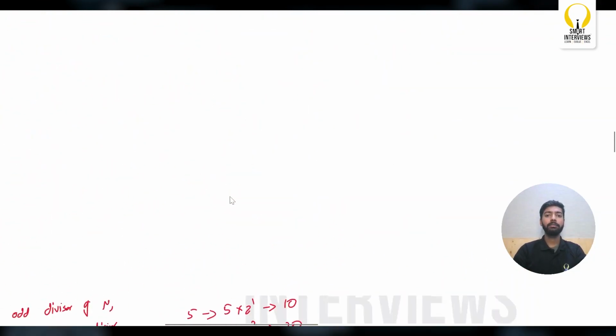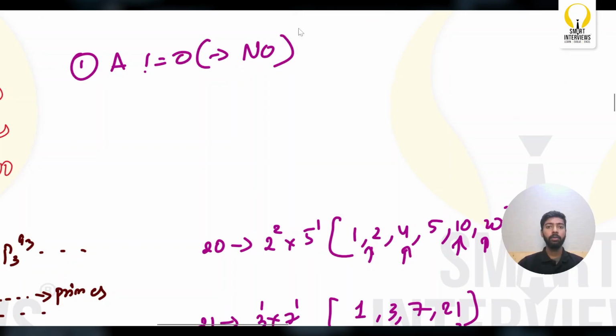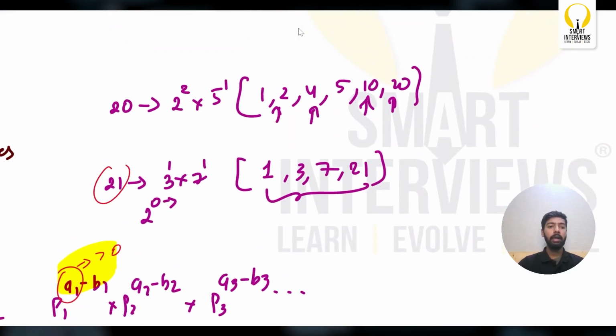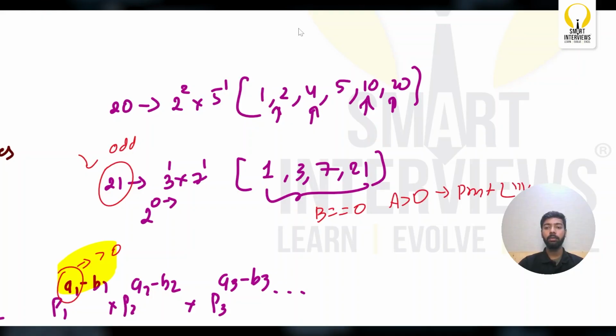So let's write the conditions. In the first observation, we found that if a is 0, we can simply print no. So let's write the first condition. If a is 0, print no. Second observation, now we know that an odd number will only have all the odd divisors. So that means it can have b as 0 and a can be greater than 0. Then we can simply print yes. This will satisfy all the odd cases, odd numbers n.